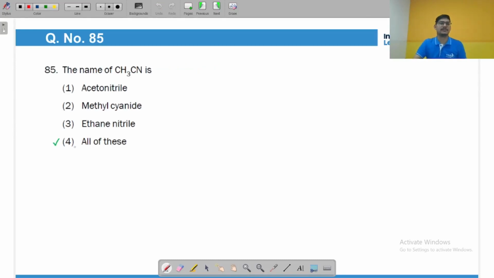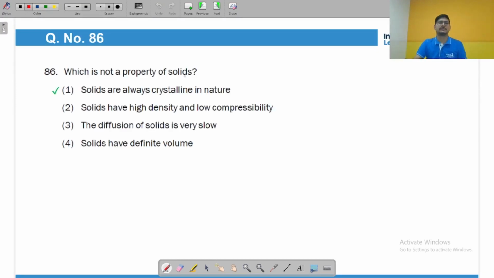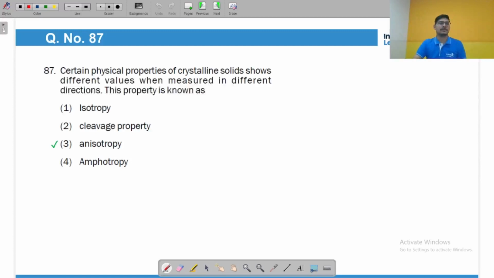The name of CH3CN is all of these. You can call it acetonitrile, common name, or methyl cyanide, which is also a common name, and ethane nitrile, which is the IUPAC name. Which is not a property of solids? Of course, solids can be of two types, crystalline and amorphous. So this one is not a property of solids. Certain physical properties of crystalline solids show different values when measured in different directions, and this is known as anisotropy.